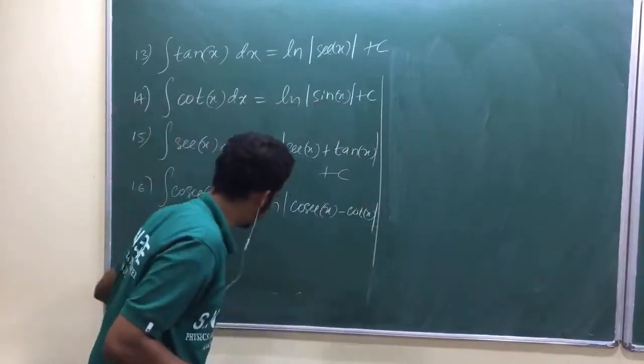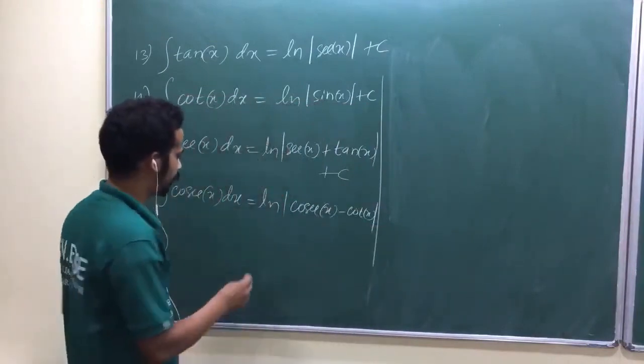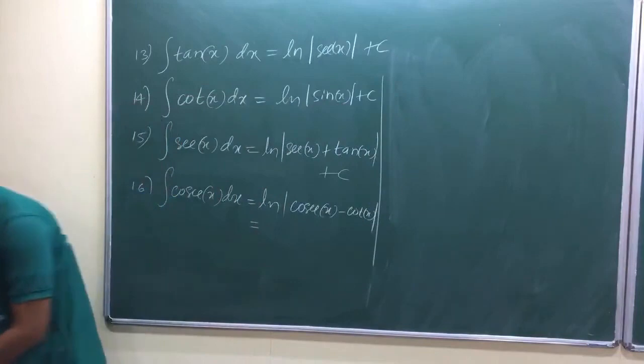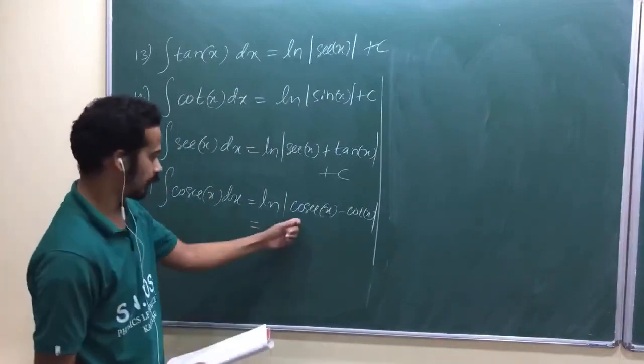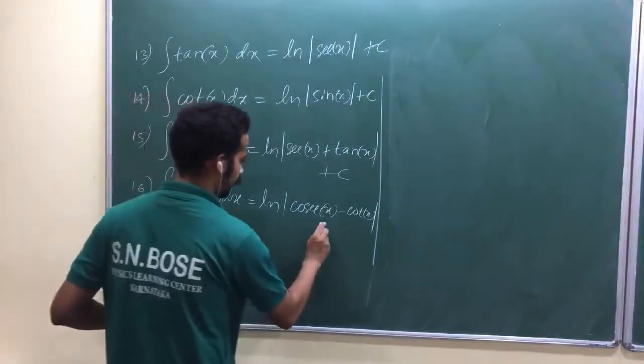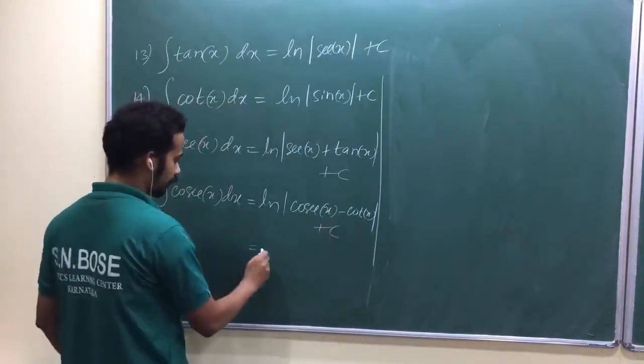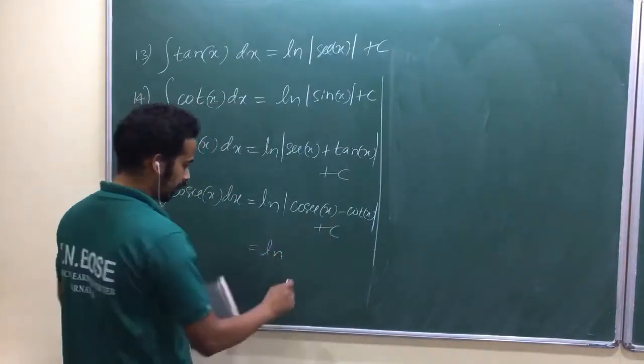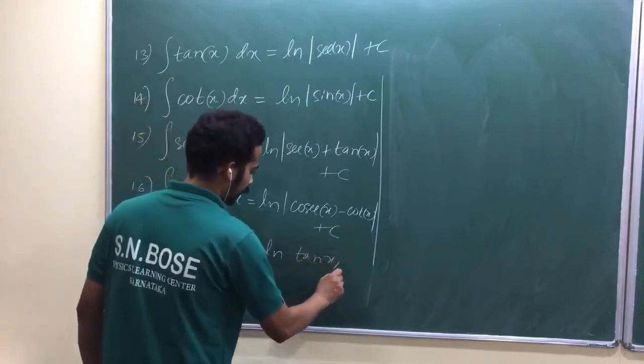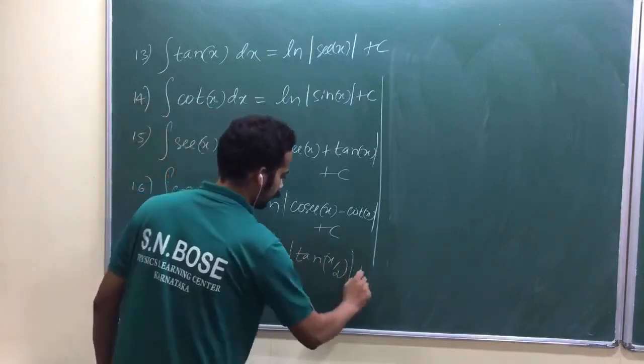So in this, again, somewhere in the problem later, this kind of integral will come again, plus c. So that's why you better have one more way. Cosecant x minus cot x can be written as tan of x by 2. Okay, you better remember this part, plus c.